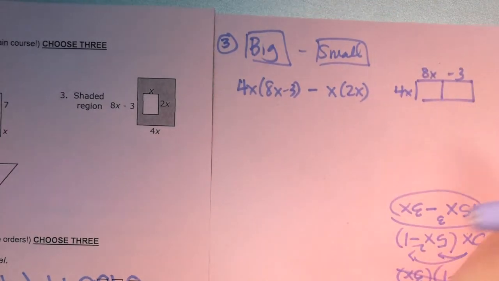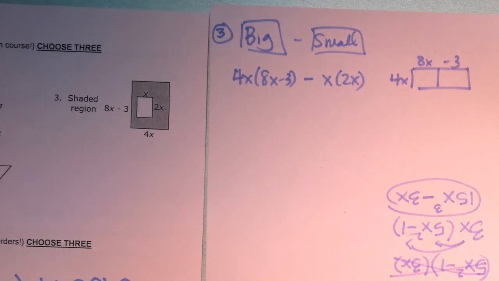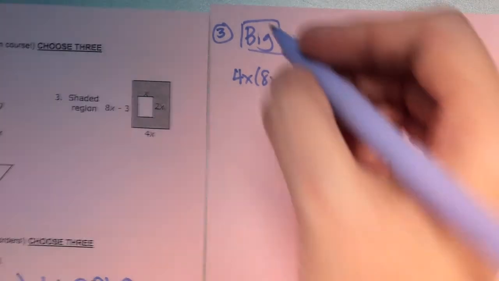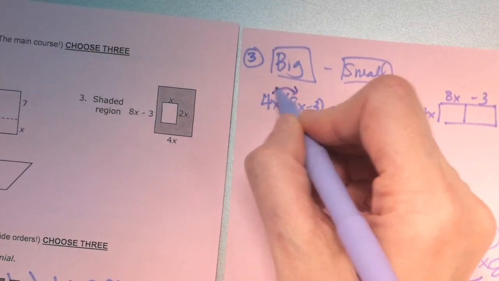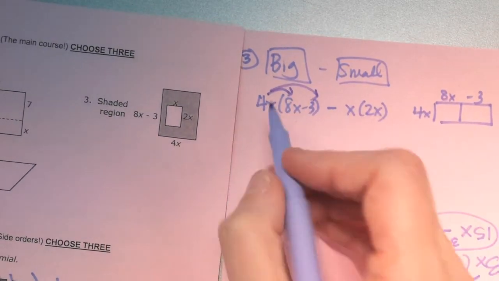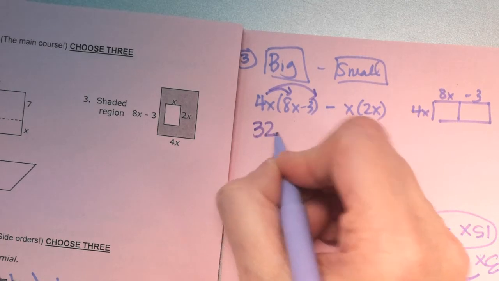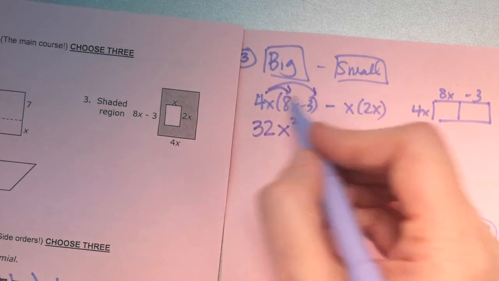Yeah, and it might be, but if you like the box, if you like the structure, do it, okay? I'm going to just distribute on this one because, honestly, it's what I'm used to. 4 times 8 is 32. Y'all should already have an answer to this because you should have already tried this.